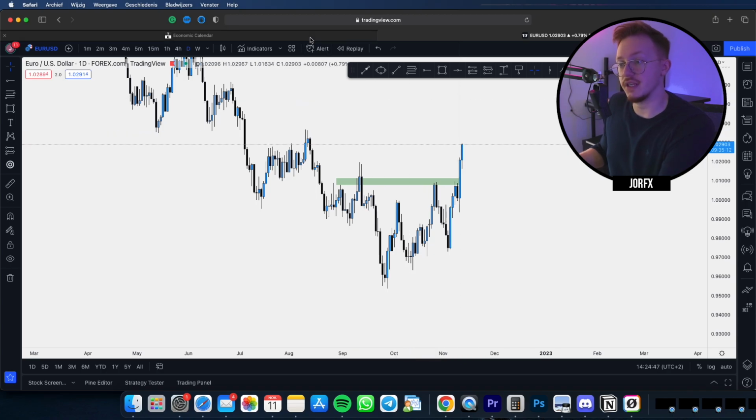Now the inflation is going down and the dollar is also going down with it. What happens when the dollar is going down? Euro USD is going up, always. The dollar and Euro USD are inversely correlated.